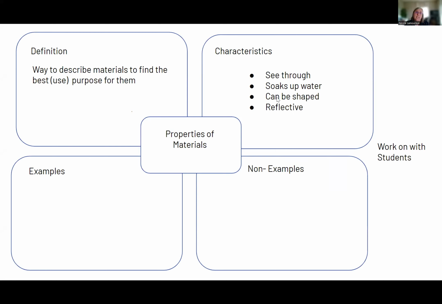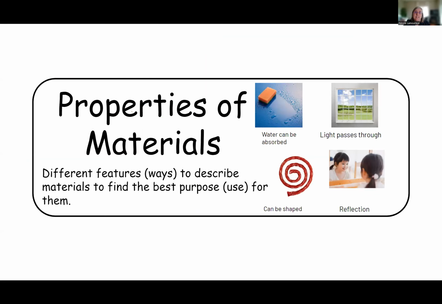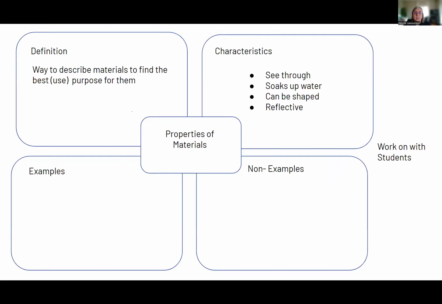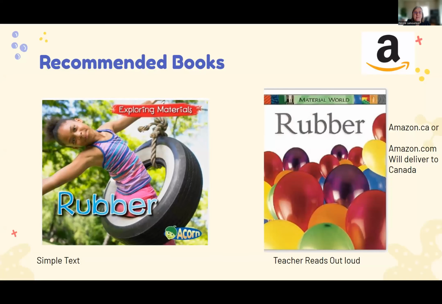Talk about the characteristics of the different properties. You can see through it. It can soak up water. It's absorbent, or you can introduce that word later. But really, get the students to come up with examples and non-examples of properties of materials, and list them as well. So that when you put this up, it means something to them. They have processed this. They've been thinking about it, and it will stick more that way.